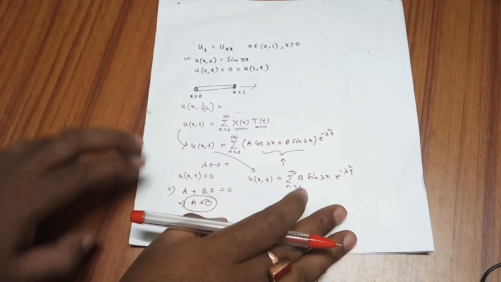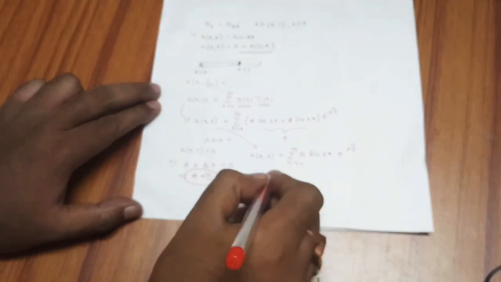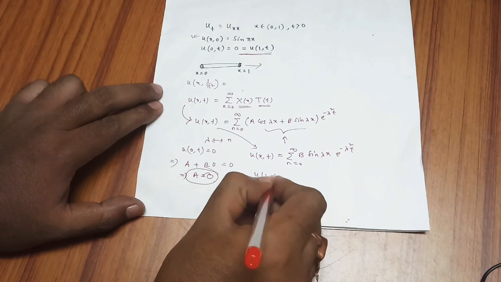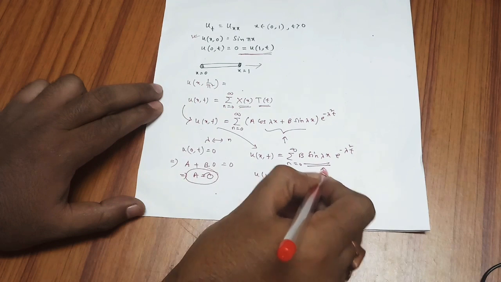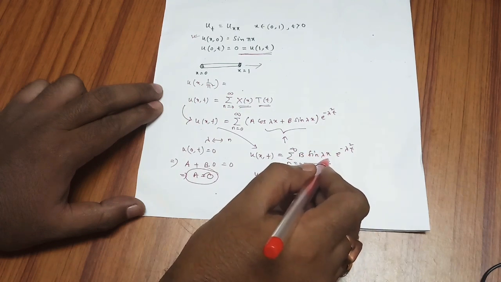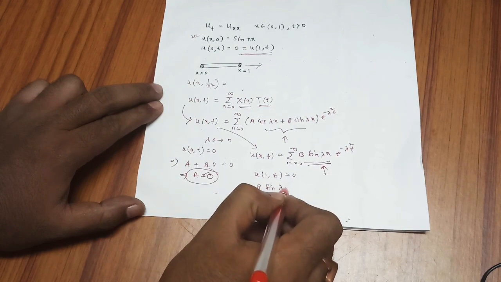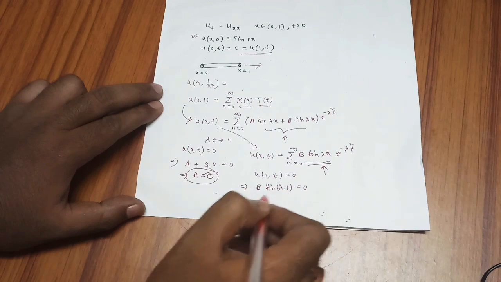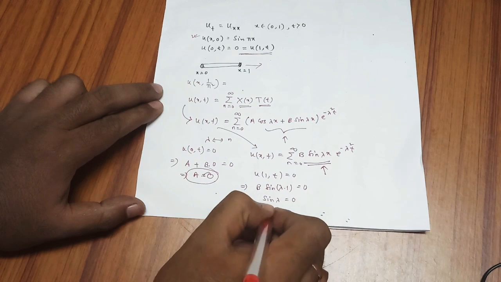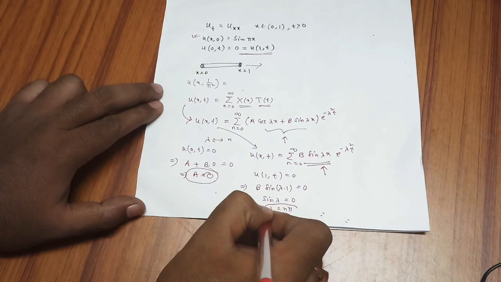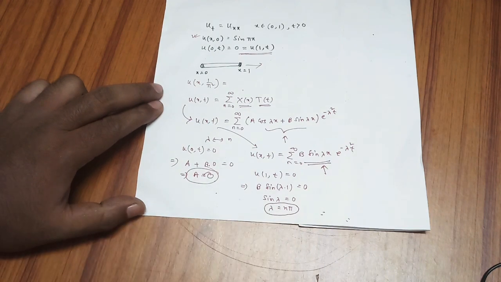Fine. Now we will use the second condition, that is u(1,t) equals 0. Again, this is the part consisting of x. So b sin(lambda) times 1 equals 0. To get a non-trivial solution, you must have sin(lambda) equals 0, that is, lambda equals n pi. This is the relation between lambda and n that we were looking for.